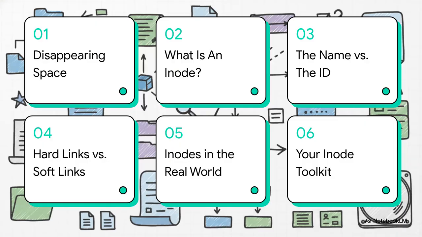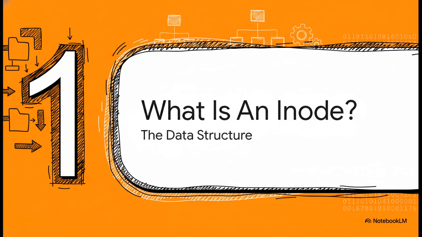So here's our game plan. We'll start by solving that disappearing space problem and figuring out what an inode even is. Then, we'll get into the whole name versus ID thing, which flows right into hard and soft links. After that, we'll see how this all plays out in the real world and wrap up with a few essential commands for your toolkit.